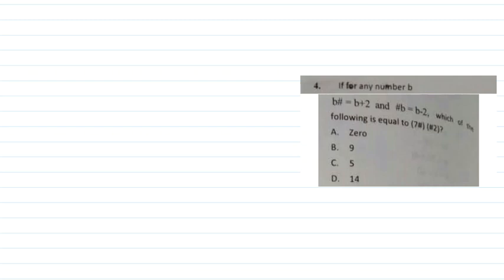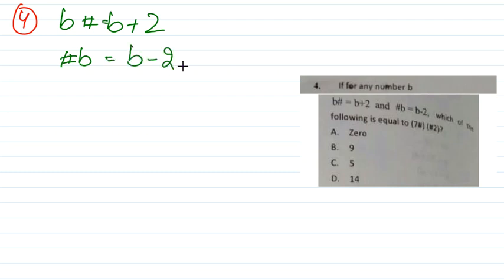Now moving on to question number 4. Question 4 कह रहा है कि if for any number b, b steric is equal to b plus 2, and steric b is equal to b minus 2.